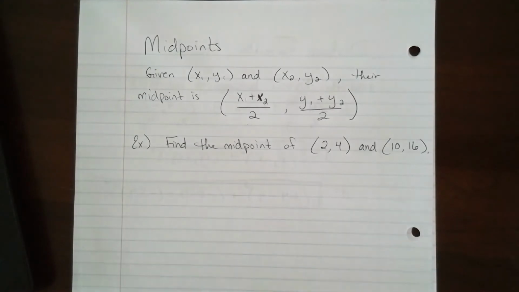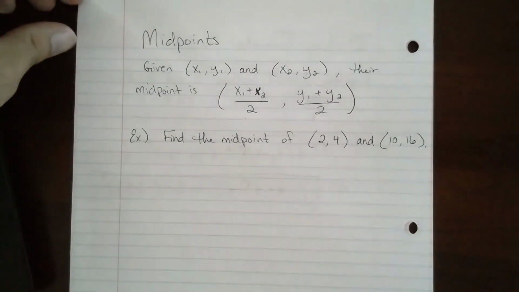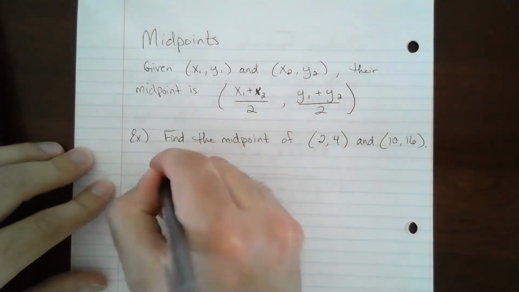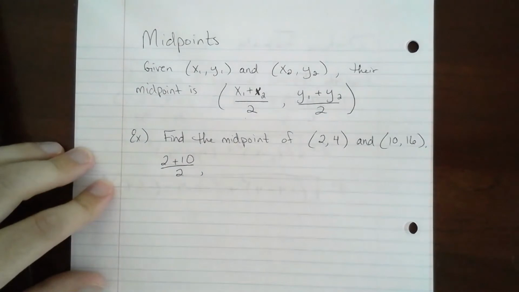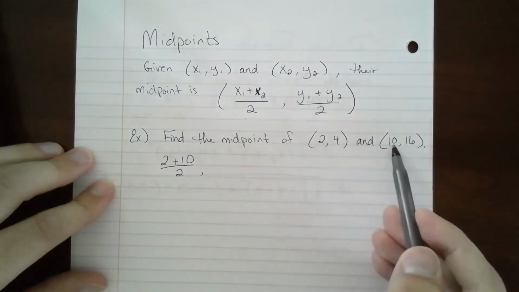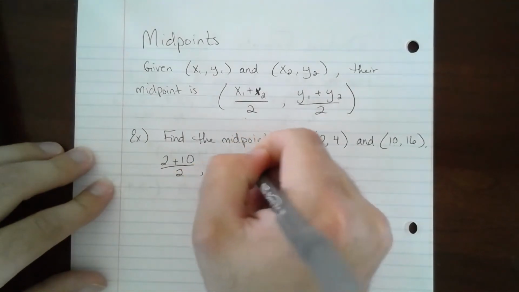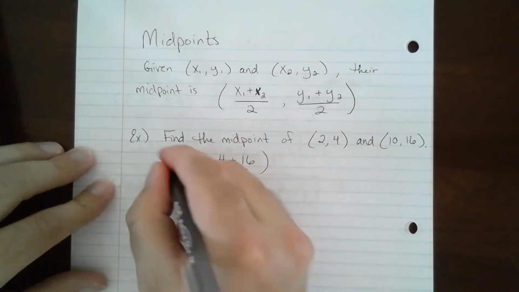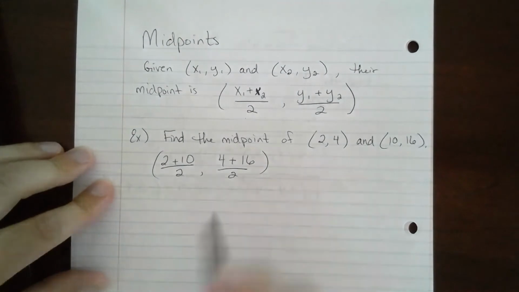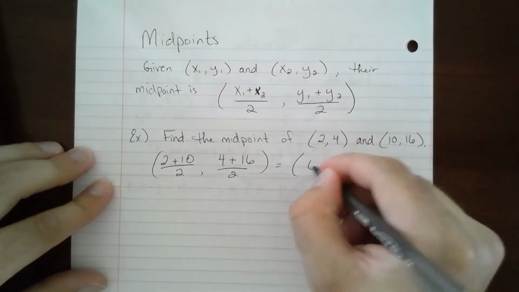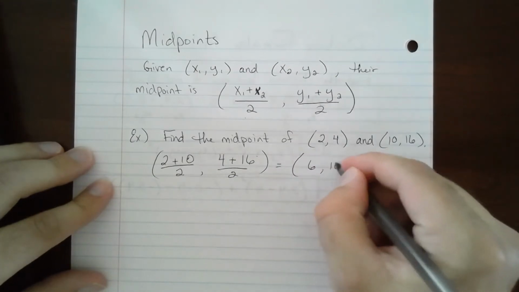So for the example I have here, this is actually a very simple and fast process. We're going to do 2 plus 10 and divide that by 2. That's our x's. Our 2 and our 10 are in the first position, so they're both x. We'll do the same with the y's. We'll do 4 plus 16, divide that by 2, and then we're just about done. This is 12 over 2, which is 6, and this over here is 20 over 2, which is 10.